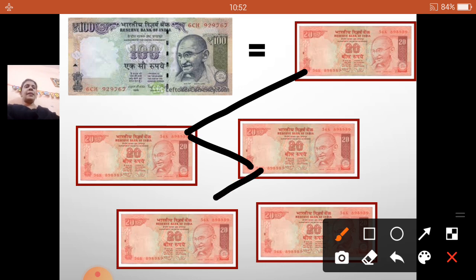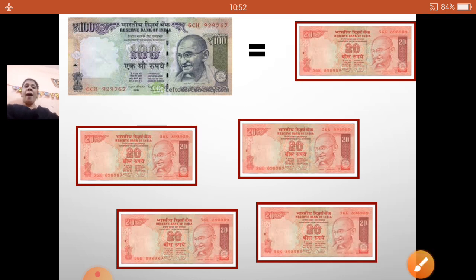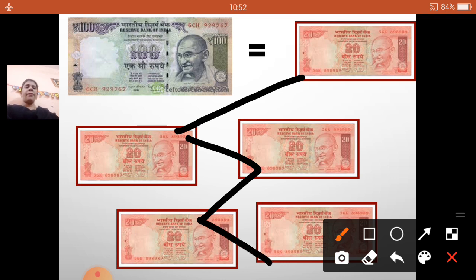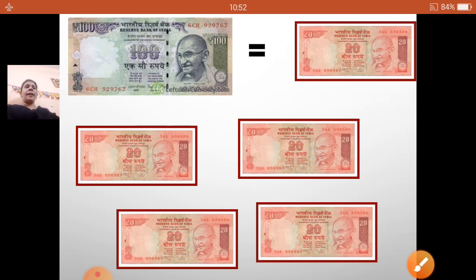60. 60 plus 20 is how much? 80. 80 plus 20 is how much? 100. That means 5. How many notes of 20 are there? Let us count. 1, 2, 3, 4 and 5. 5 notes of 20. That means 5 notes of rupees 20 will make rupees 100.